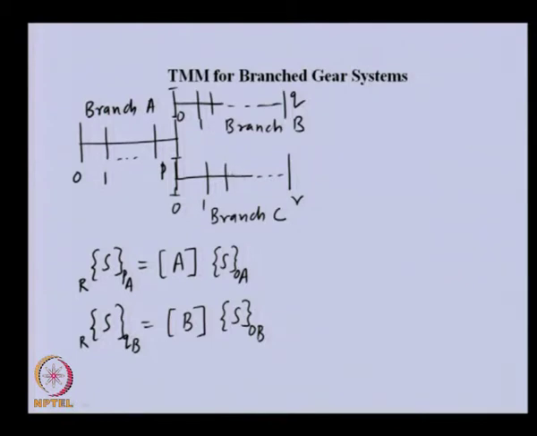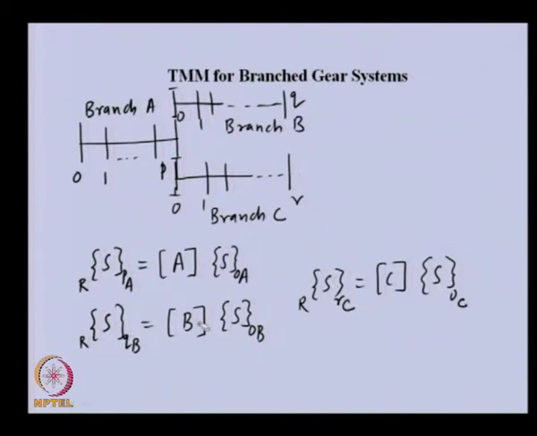Similarly, we can write for branch C. So, right of the rth disk of branch C is equal to, let us say, C, the overall transfer matrix for branch C, and this is the state vector at 0 station. So, here is the state vector, this particular state vector, and this is the right of rth disk. So, I should write it correctly like this. So, this state vector is right of this particular rth disk.